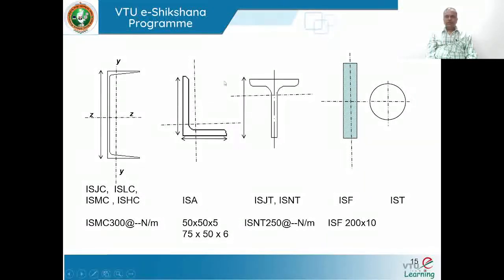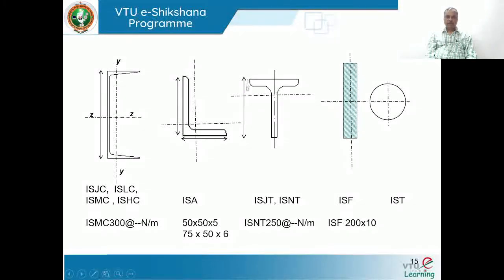Now as far as the T section is concerned, it is 50% of the I section, where the section is cut horizontally. In fact, we have two elements. One is the horizontal element referred to as the flange, and the other is the stem, the vertical element. So the designation is Indian Standard Junior T, Indian Standard Normal T. Indian Standard Normal T having a depth of 250.